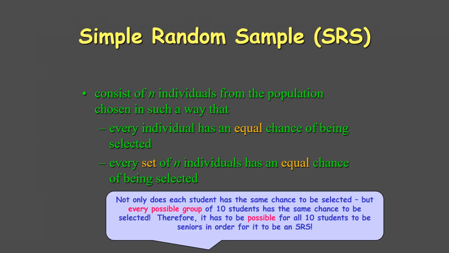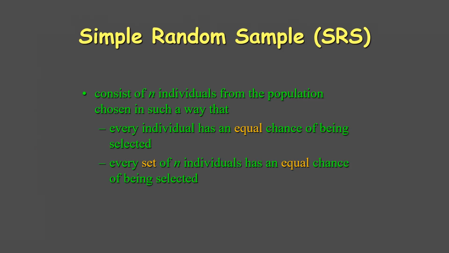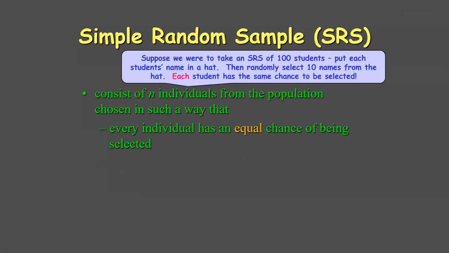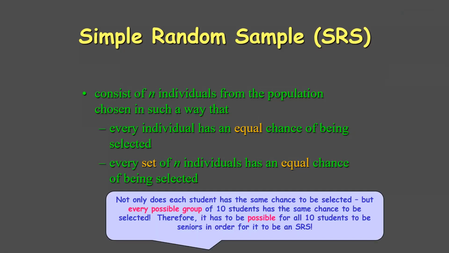To pick things. Not only does each student have the same chance to be selected, but every possible group of 10 students has the same chance to be selected. Therefore, it has to be possible for all 10 students to be seniors in order for it to be an SRS, okay? So a simple random sample is just that everybody has an equal chance of being selected. No favoritism.